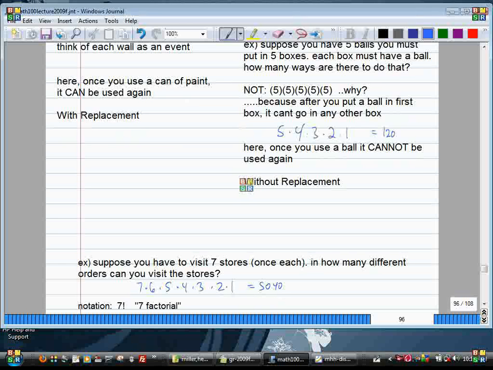So notice that in the previous example with the balls, 5 times 4 times 3 times 2 times 1, what's another way that we could have written that down? 5 factorial, exactly.